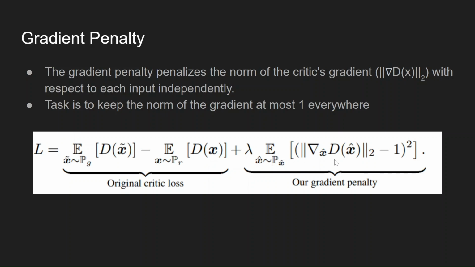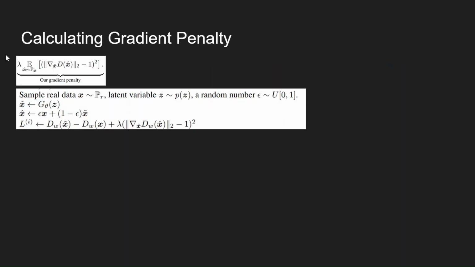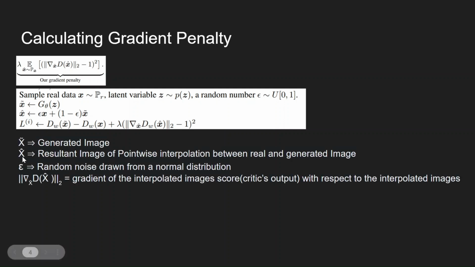So let's expand this term. First of all, this was the theorem proposed in the original paper. In order to calculate this term, we need to follow these three steps. Firstly, let's expand the notations a bit so that we could understand this theorem easily. The x tilde represents the generated image. So as you can see, the first x tilde means it's the generated image, and then this x hat represents the resultant image of pointwise interpolation between real and generated image.